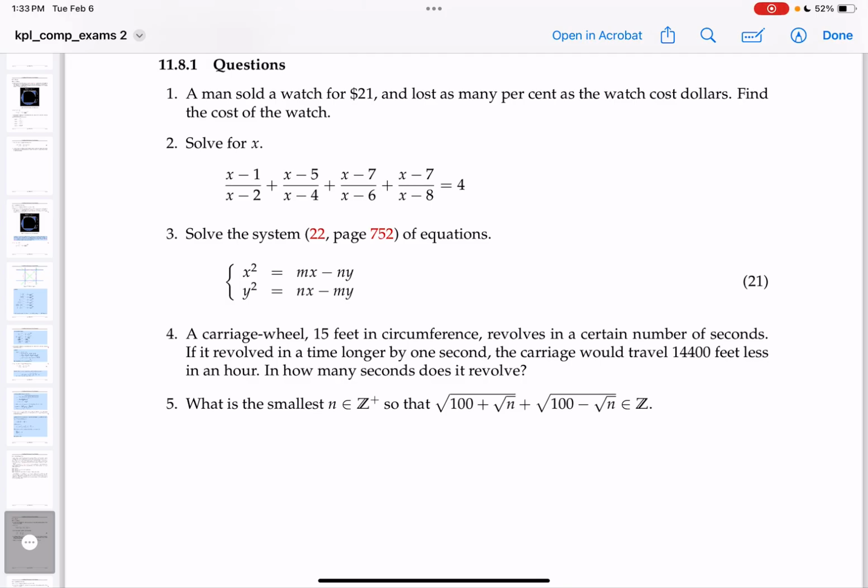Okay, we'll go to the whiteboard in this one. It's number 5. It says, what's the smallest integer n? It's a positive integer. That means n's got to be greater than 0, so that this expression produces an integer.